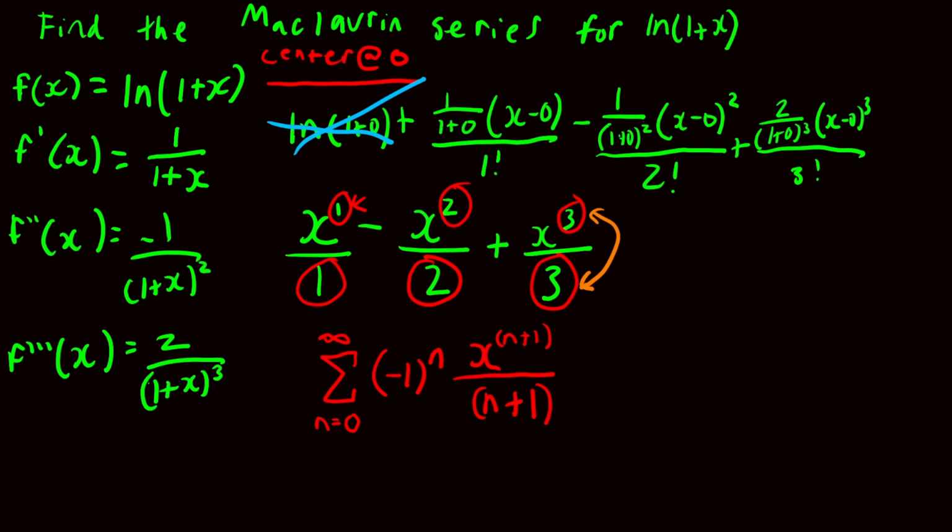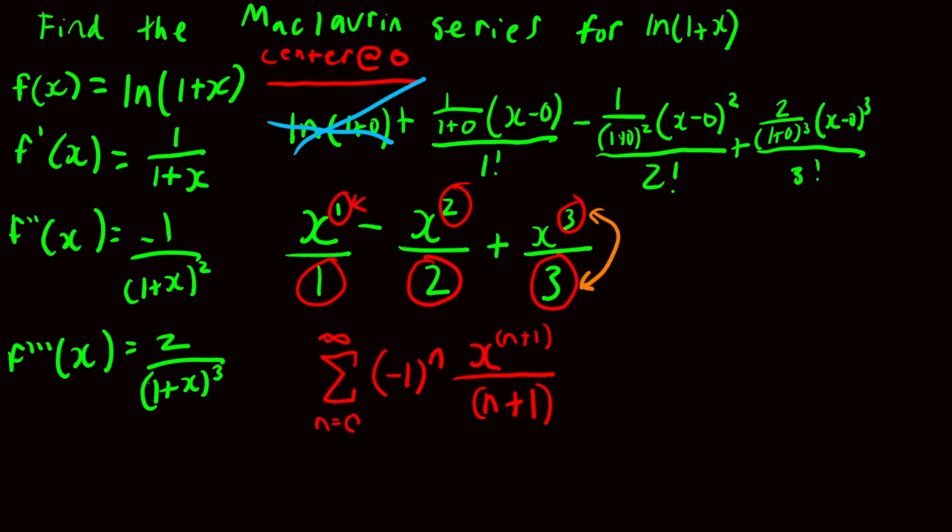So, again, let's test out our first term. Negative 1 to the 0 is just 1. x to the 0 plus 1 over 0 plus 1 is just x to the 1 over 1. That's exactly what we have for our first term. So, this is it. It's not difficult. It just takes a lot of practice, and it's going to take a lot of memorization.